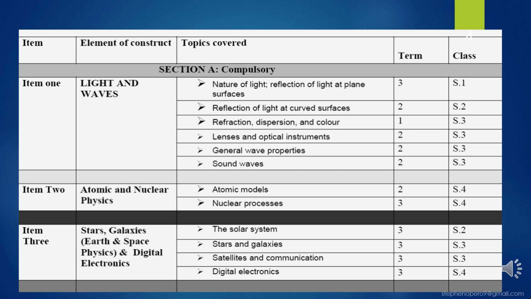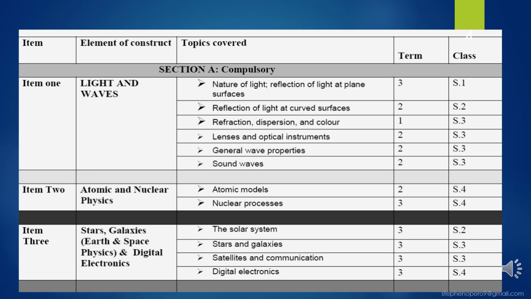This is covered in senior 1. Reflection of light at curved surfaces, senior 2. Refraction, dispersion and color, senior 3. Lenses and optical instruments, senior 3. General wave properties, senior 3. And sound waves, senior 3. By second term of senior 3, the candidate must be in a position to handle all scenario-based items coming from the theme light and waves.